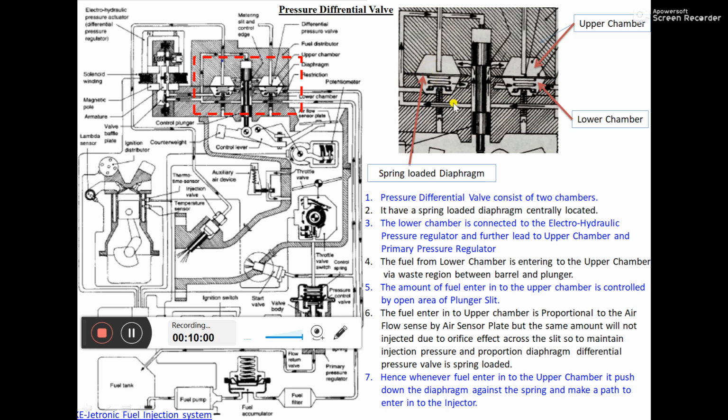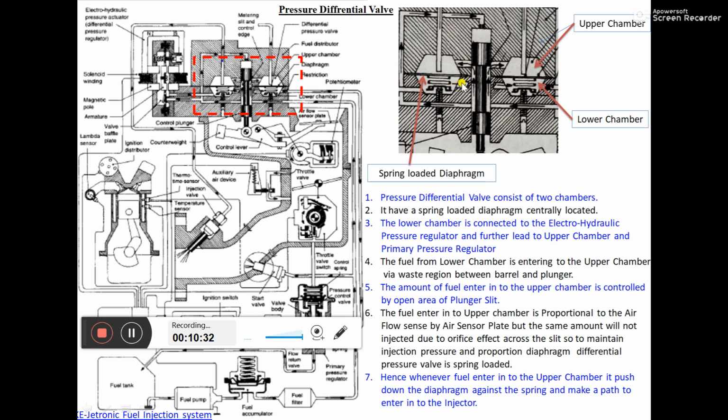First of all, fuel from the warm-up regulator enters your lower chamber. In the case of the KE-Jetronic, the fuel from this electro-hydraulic pressure regulator enters the lower chamber of this pressure differential valve. After that, it enters through this passage, a waste passage between the barrel and this plunger.